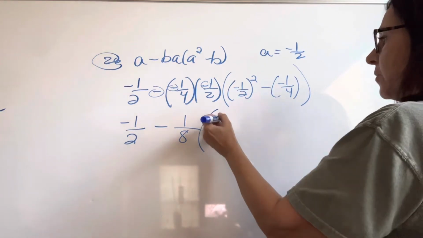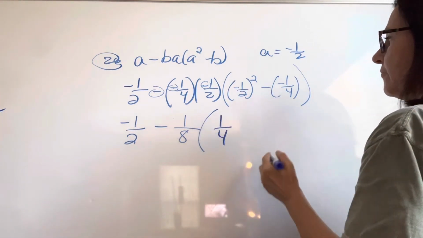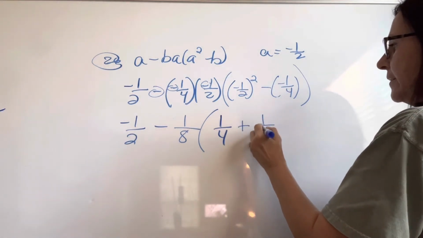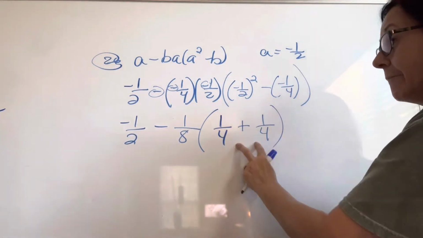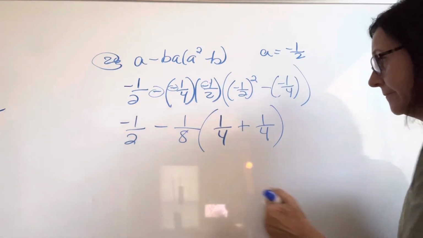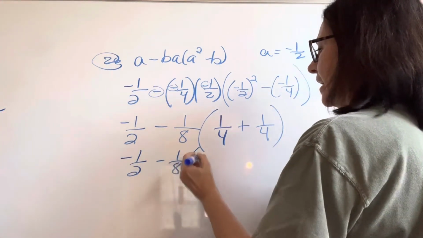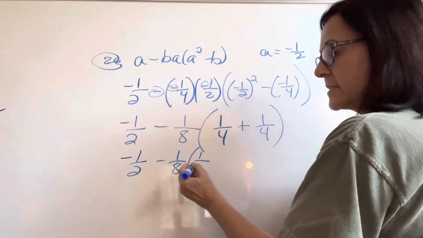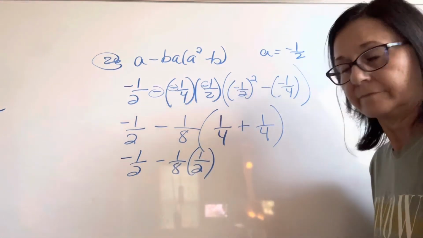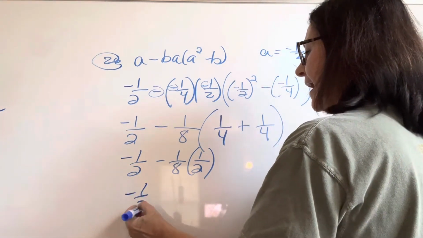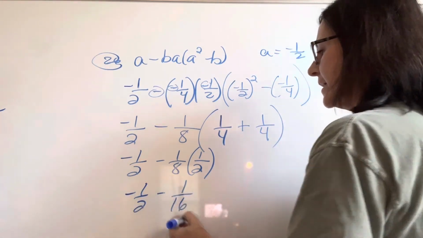Negative 1/2 squared is positive 1/4. Minus a negative is a positive 1/4. I'm going to go ahead and combine those because I can. So it's negative 1/2 minus 1/8 times, it's going to be 2/4, so I'm going to simplify it to 1/2. So that's negative 1/2 minus 1/16.